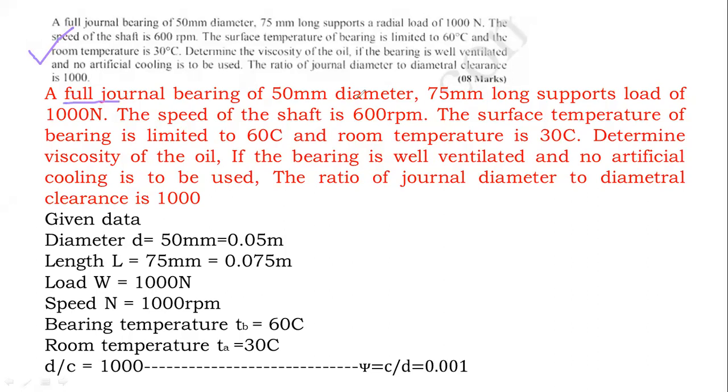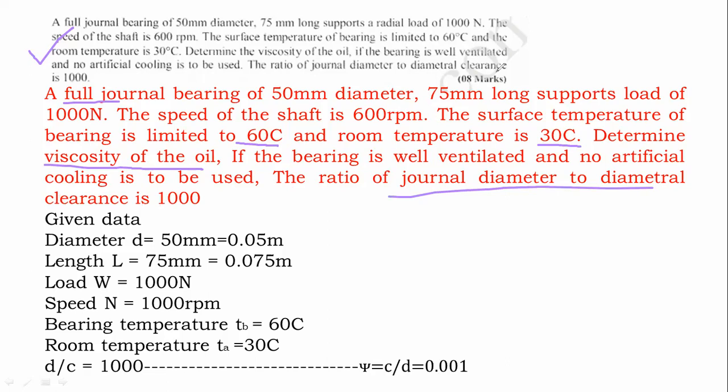A full journal bearing of 50 diameter, 75 long, supports a load of 1000 Newton. The speed of the shaft is 600 RPM. The surface temperature of the bearing is limited to 60 degrees Celsius. Room temperature is 30 degrees Celsius. Determine the viscosity of the oil, if the bearing is well ventilated and no artificial cooling is to be used, and the ratio of journal diameter to the diameter clearance is 1000.